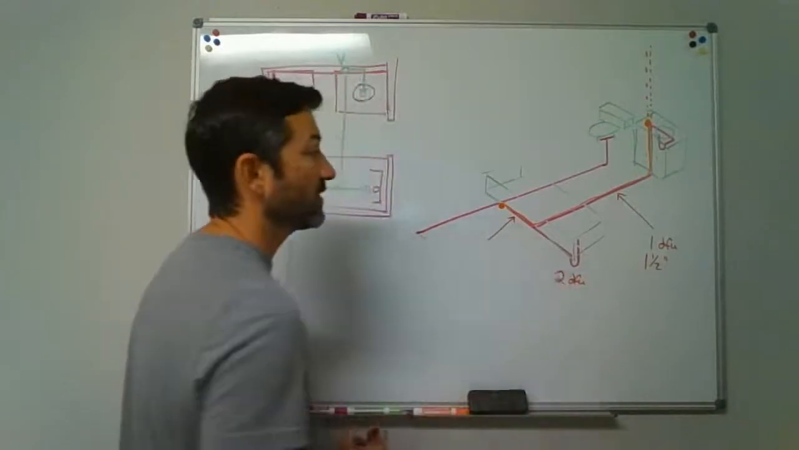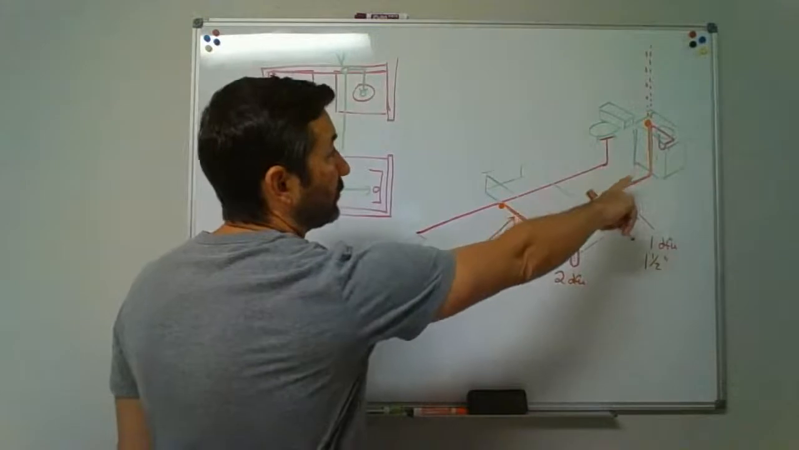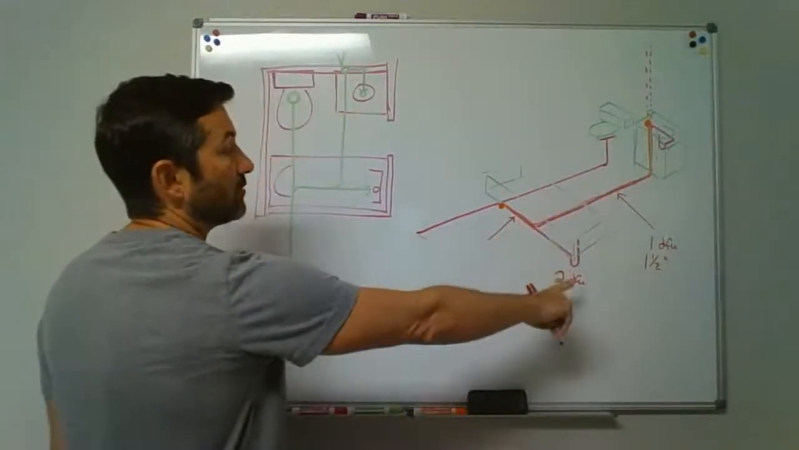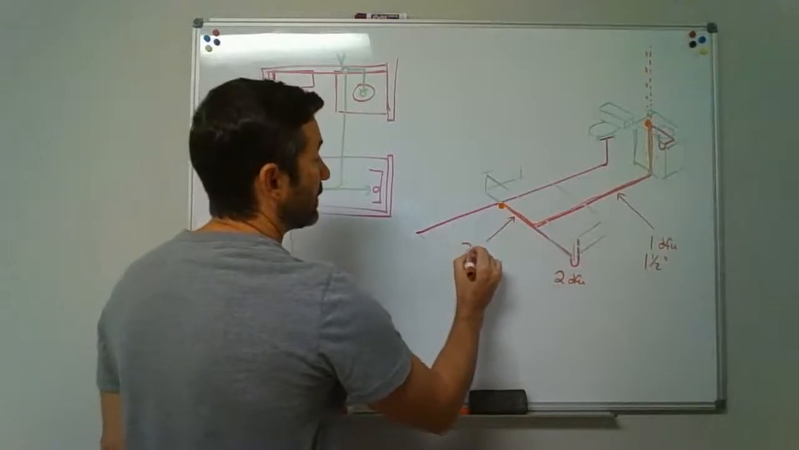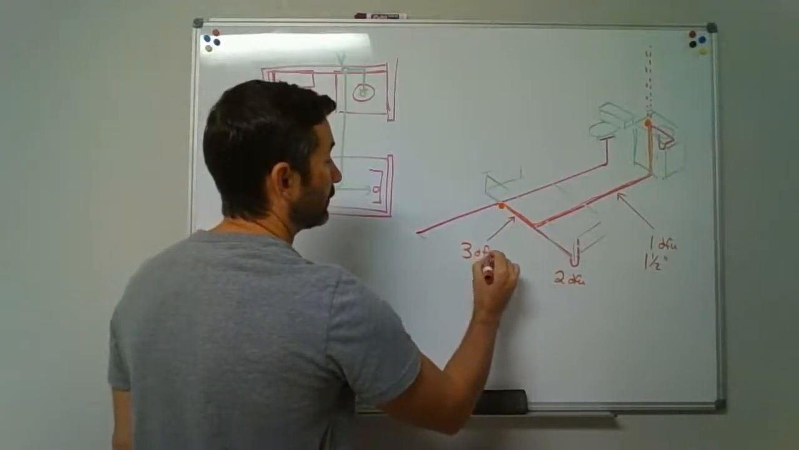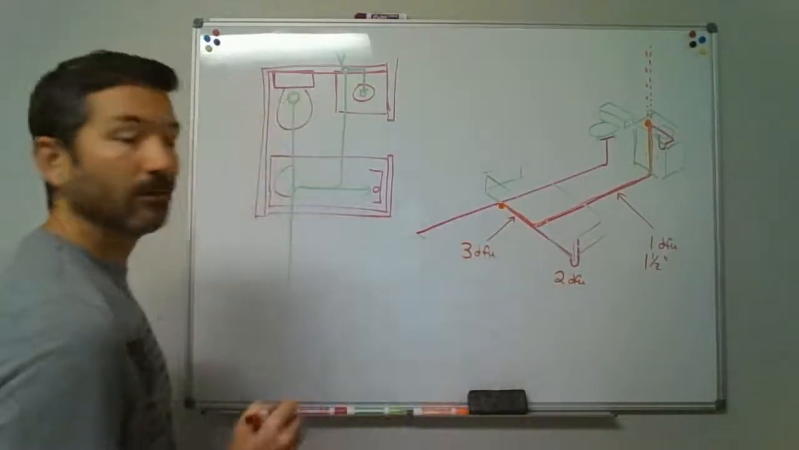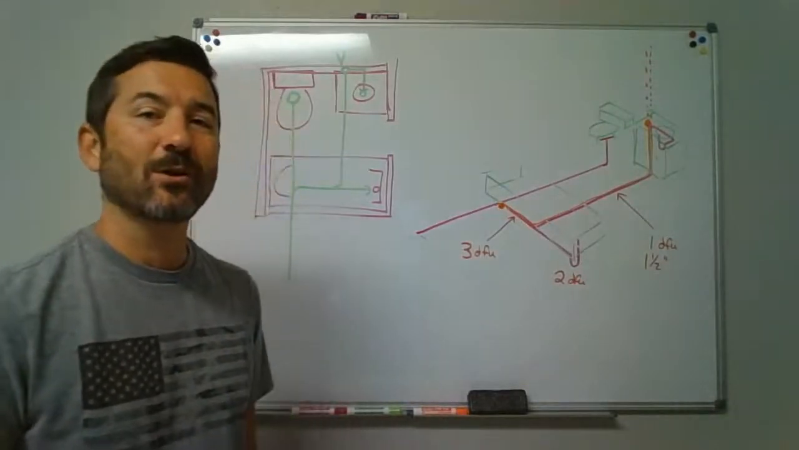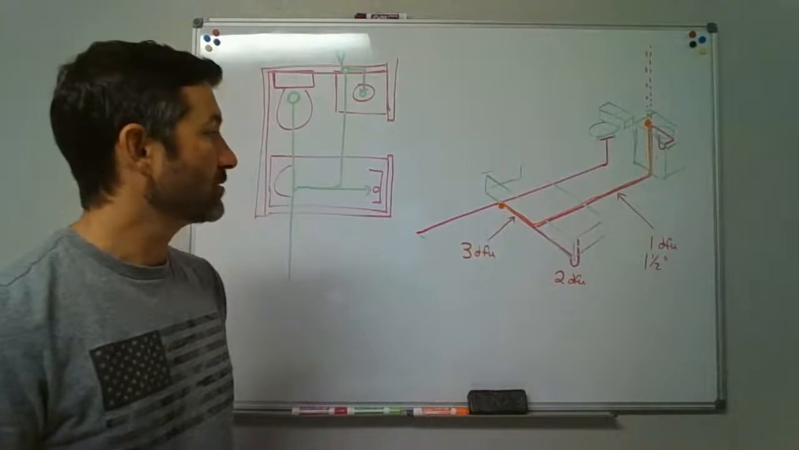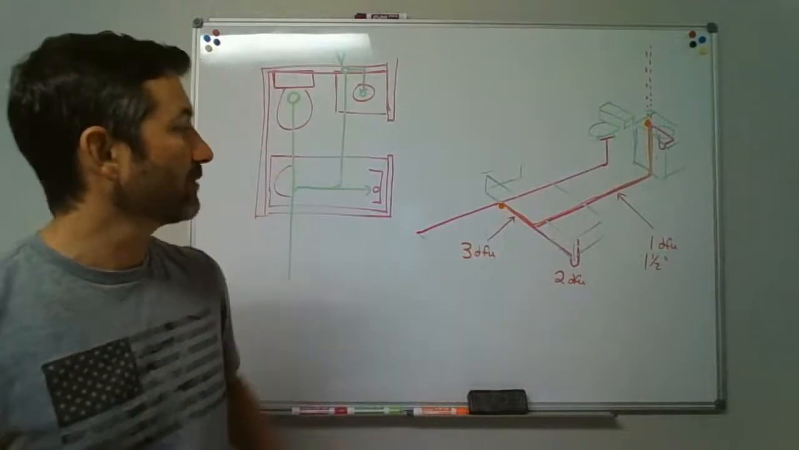Okay, 2 DFUs on the tub. So you've got 1 DFU coming from the sink. You've got 2 DFUs coming from the tub. And when the 2 join together, it makes 3 DFUs. There you go. Some advanced level math right there for you. But hopefully you can get that. So taking 2 plus 1 is 3 to come up with 3 DFUs.